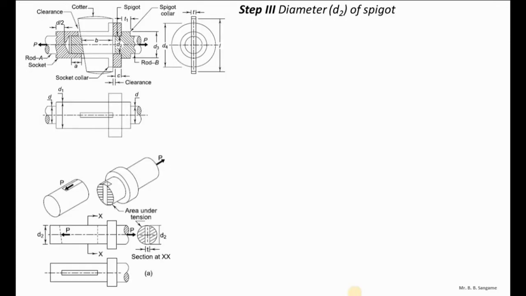Next is the diameter of spigot, that is D2. Here you can see that once again I am going to consider the tensile failure of spigot. After the application of force, there is a possibility of failure of spigot along the xx plane. Okay, and this is the area under tension.